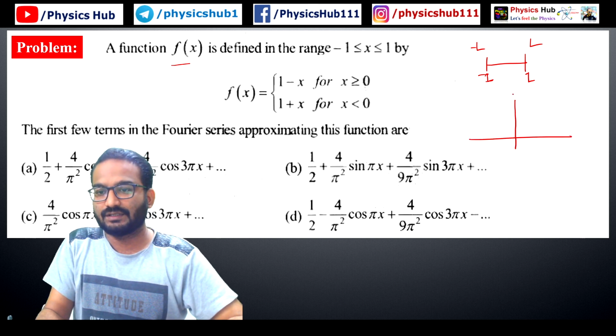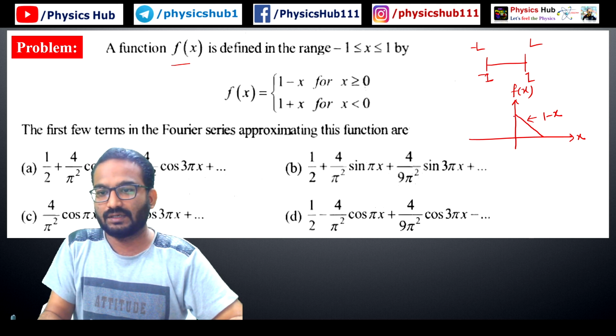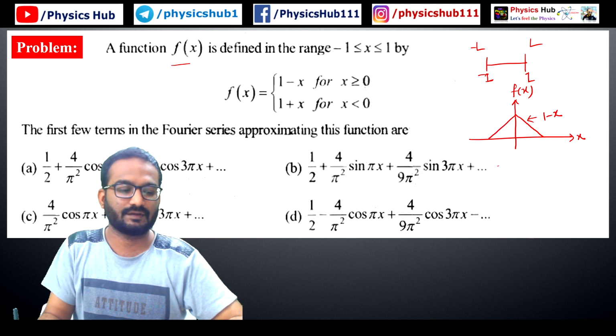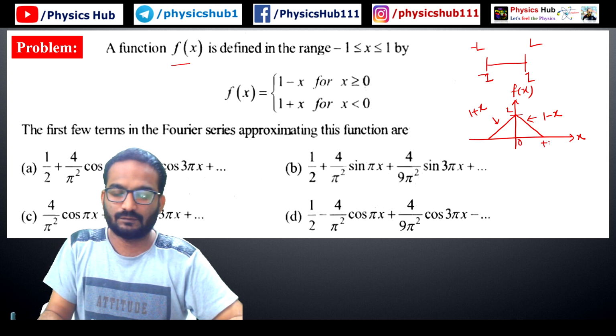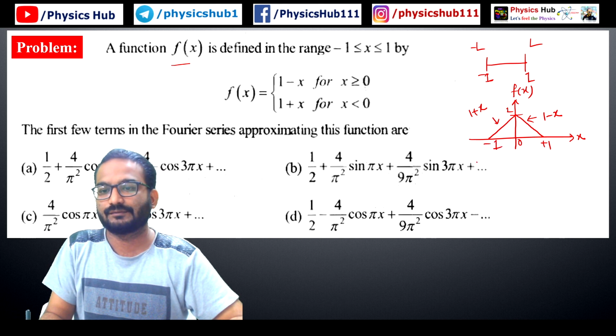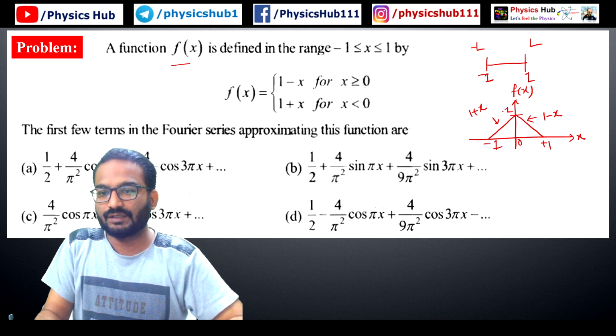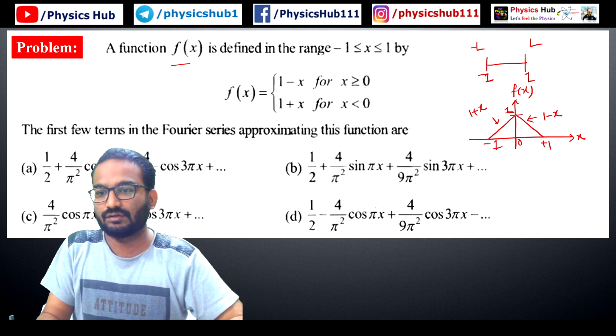Okay, so the function is like this, f of x versus x. For x greater than or equal to 0, this is 1 minus x, so the slope is negative. So 1 minus x will be looking like this, and for x less than 0 it is 1 plus x. This is 1 plus x. The slope is 1 here, so this is your 1, this is 0, this is plus 1, this is minus 1. You see this graph is symmetric about the y-axis, so this graph is an even function.